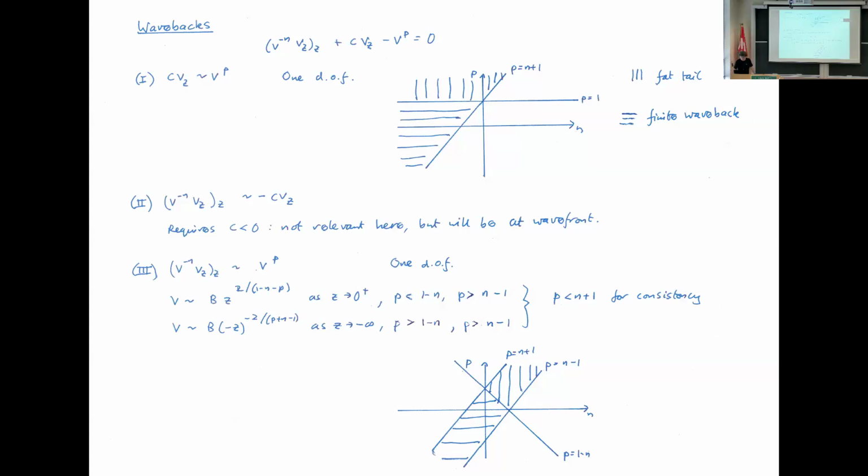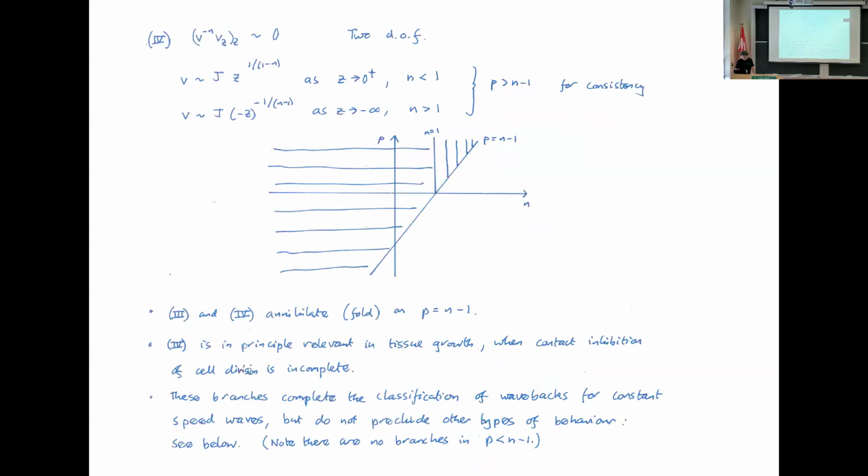And that's a 1 degree of freedom branch as well. Which incidentally, the 1 degree of freedom ones are typically the ones you want because it makes the boundary value problem correctly specified.